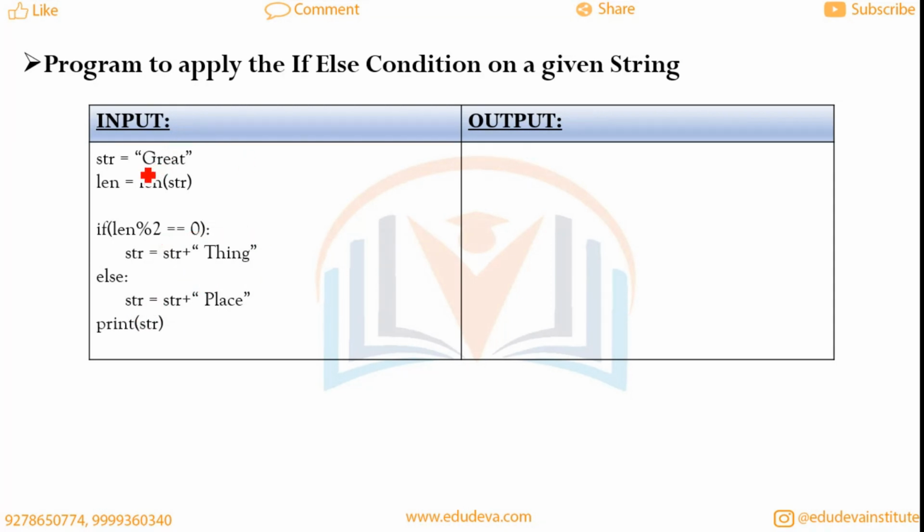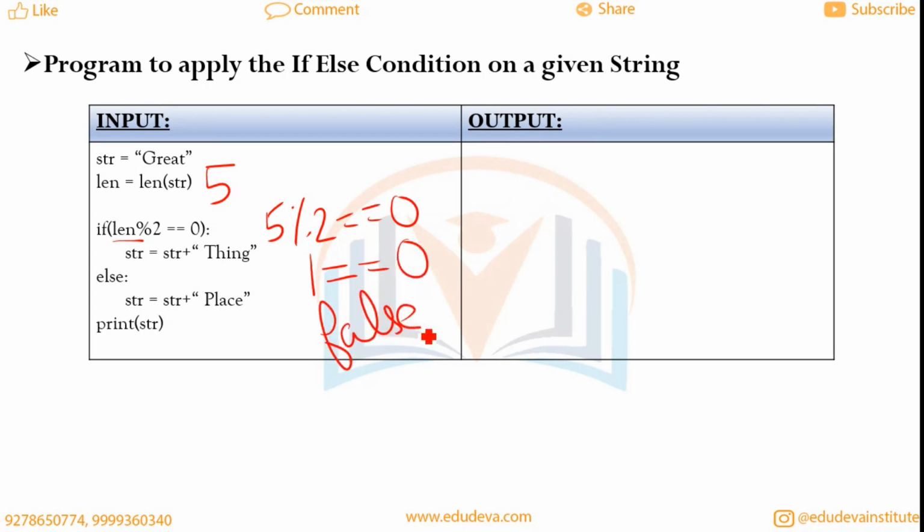Now the value of the string is changed to great, and when we calculate the length of the string, it comes to be 5. When we compare it with the condition given under the if statement, we check whether 5 modulus 2 double equal to 0 or not. As the value of len is 5, we replace len in the given condition by 5, and as we know that 5 modulus 2 is 1, when we check whether 1 double equal to 0, the condition is false.